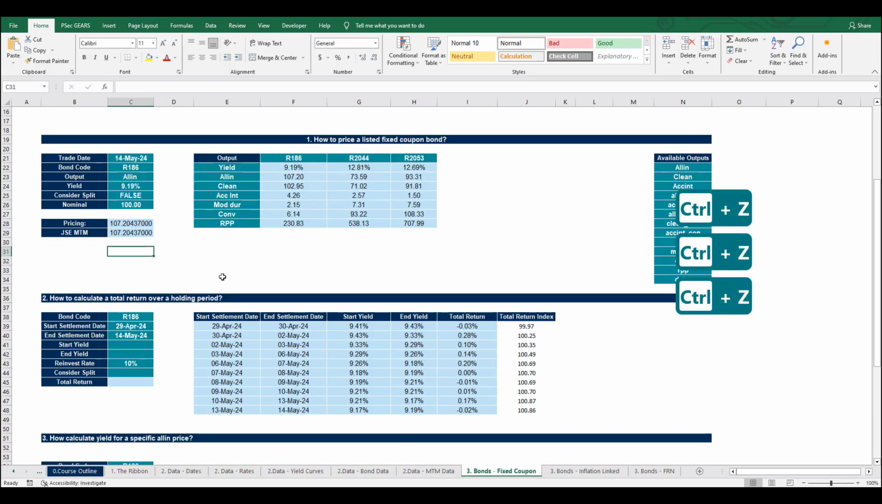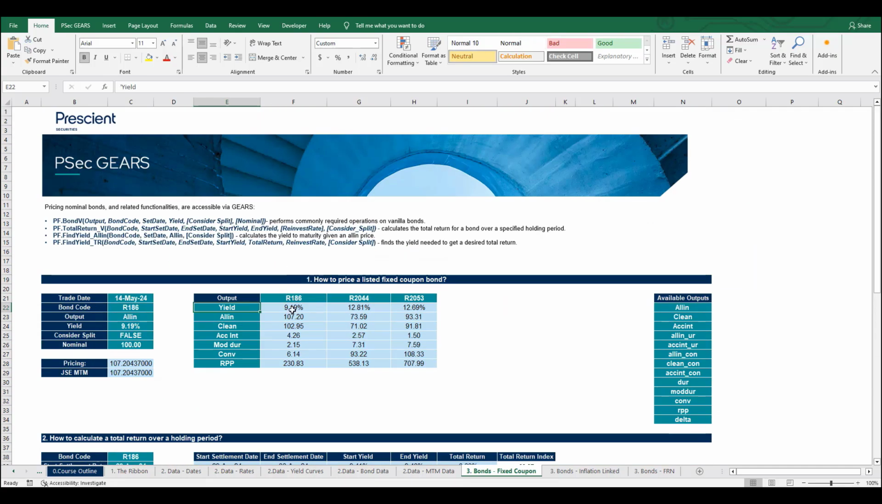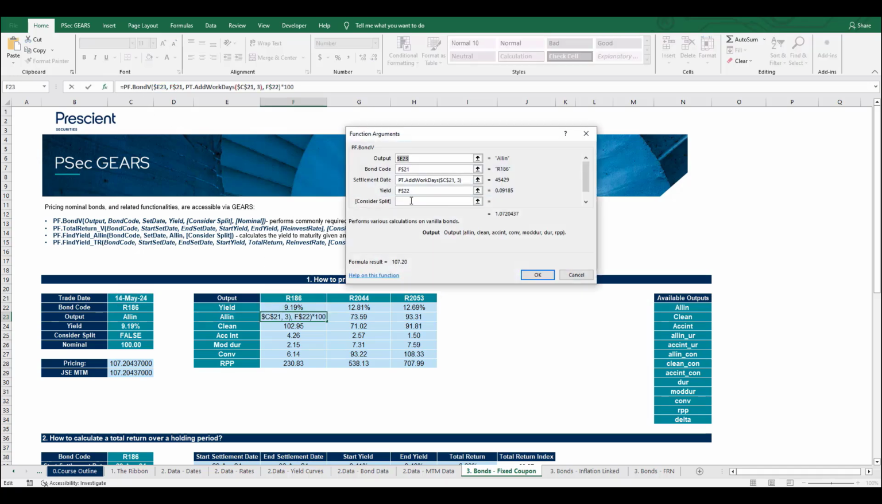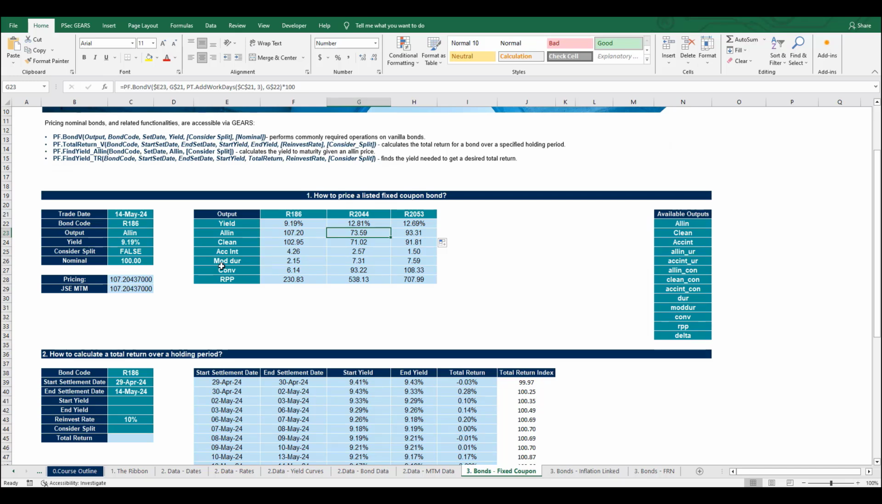But let's leave that. Cool. And then, of course, if you want to generate a bunch of outputs for various bonds, you can just pull the yield with the pf.market-to-market function. Remember to divide it by 100 to get a percentage, because the bond v function does require the yield to be as a decimal. So you pull the yield for each bond, and then you can use your bond v function to generate these, and you can drag this formula across. That's how to price a listed fixed coupon bond.